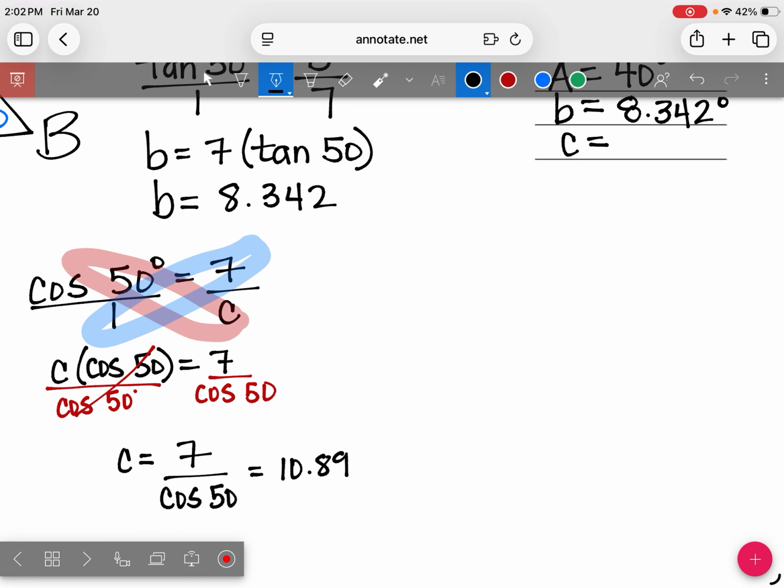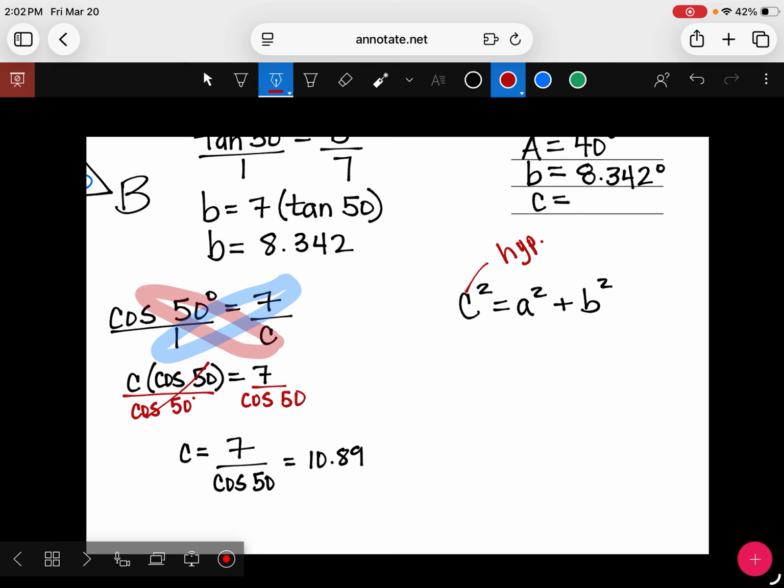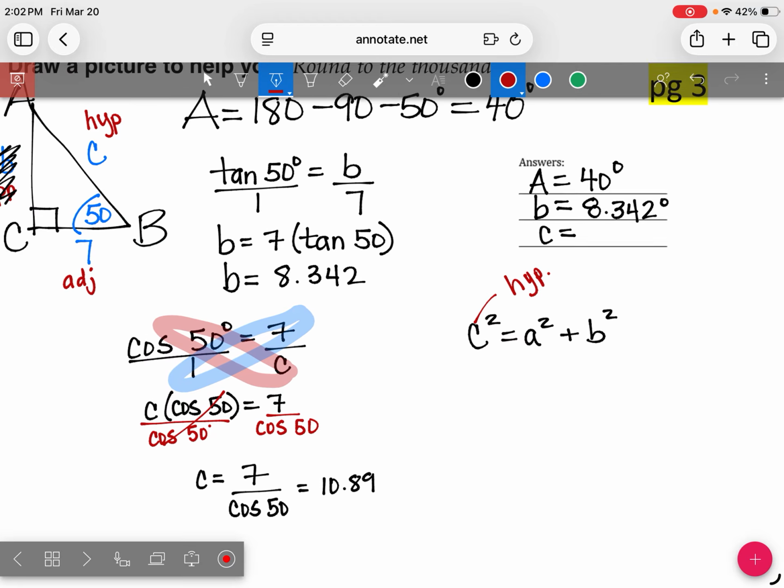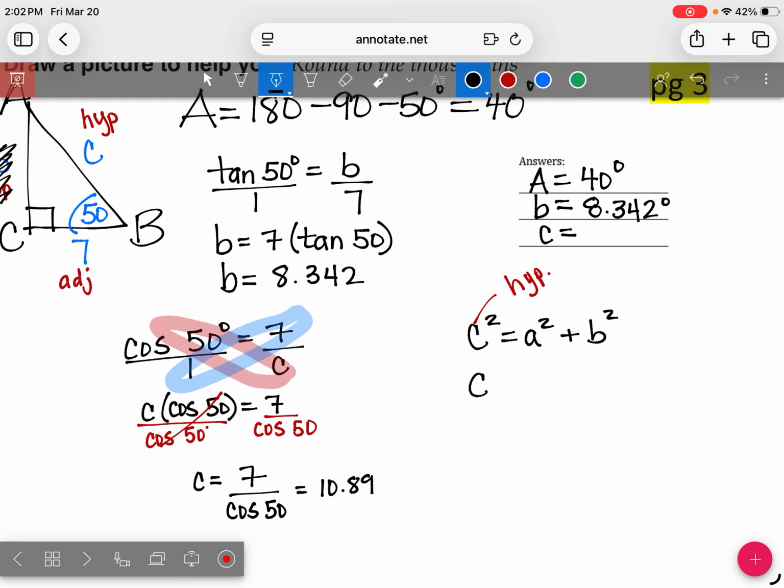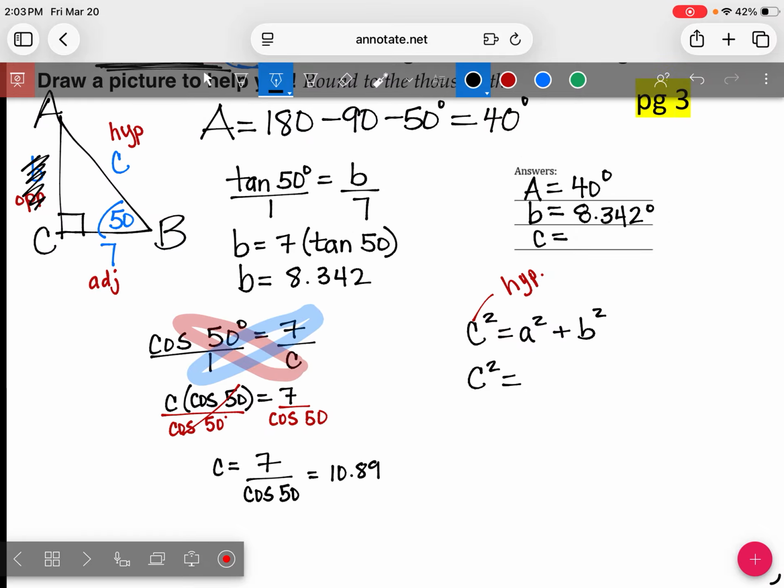The other way would be to use the Pythagorean theorem. So the Pythagorean theorem is C squared equals A squared plus B squared. C has to be the hypotenuse though. Whatever the hypotenuse of the triangle is, that has to be C. So it just so happens that in this diagram, C is the hypotenuse. So that would be C squared equals A squared, which is little b.